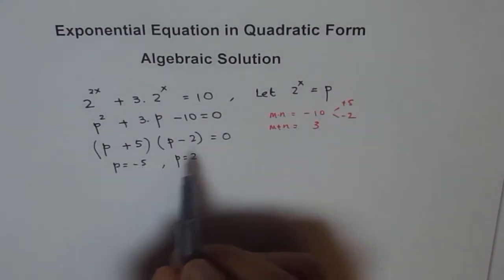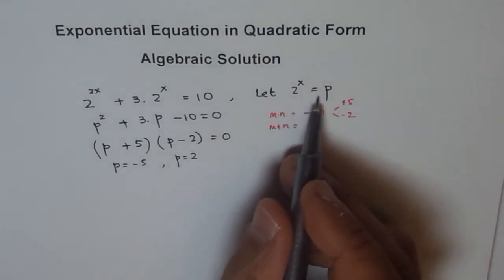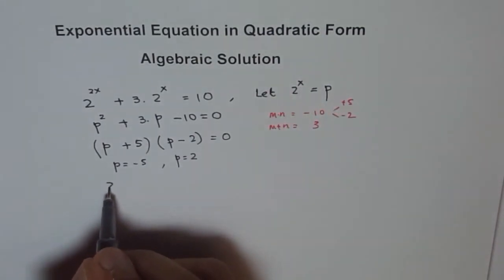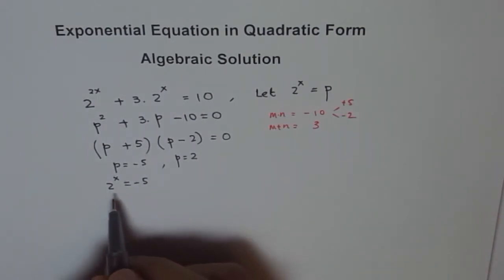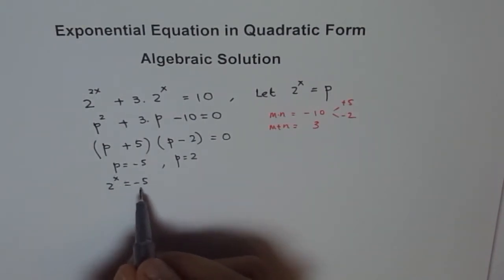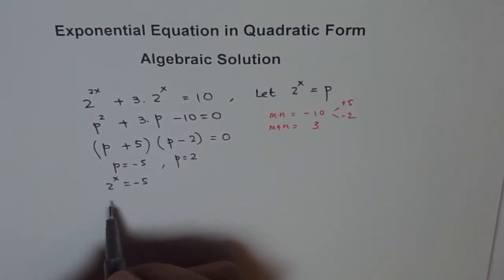Now let's go ahead with it. But what is p? p is 2 to the power of x. So we substitute back p as 2 to the power of x, and we say 2 to the power of x equals minus 5. Well, as you know, an exponential function can never be negative, right? So this is not really a solution. So we have no solution here.